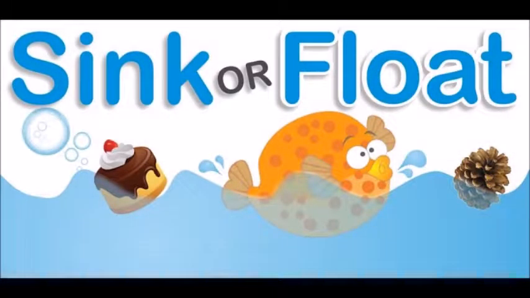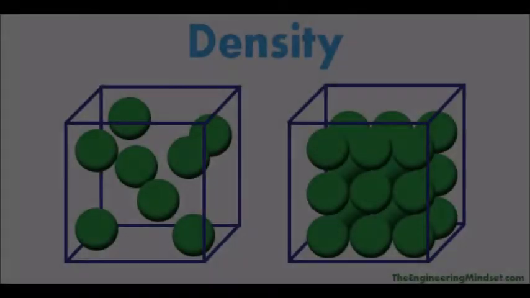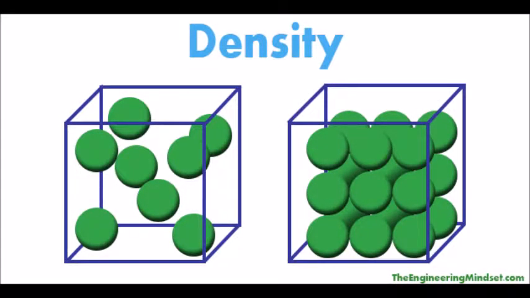Hello class. Today we're going to be discussing what makes objects sink and what makes objects float. Let's begin by discussing density. Density is the degree of compactness of a substance. The density of an object determines whether it will float or sink in another substance.